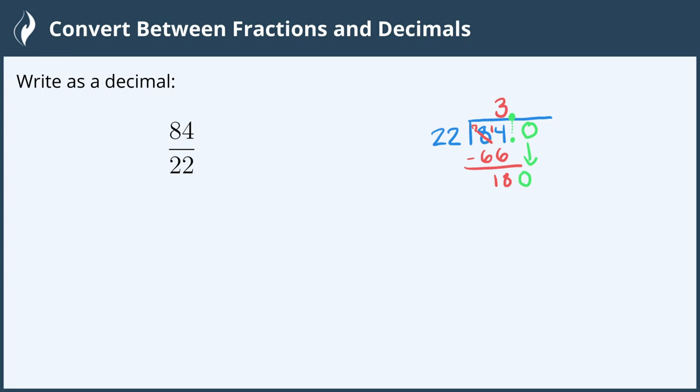Now let's go ahead. 22 into 180 is 8, and 8 times 22 is 176. So we'll subtract, and we'll have to ungroup here so that we have a 7 and a 10, or we borrow, and 10 minus 6 is 4, and 7 minus 7 is 0, and 1 minus 1 is also 0, so we have a remainder of 4, and so we're going to continue giving ourselves zeros after the decimal sign here.